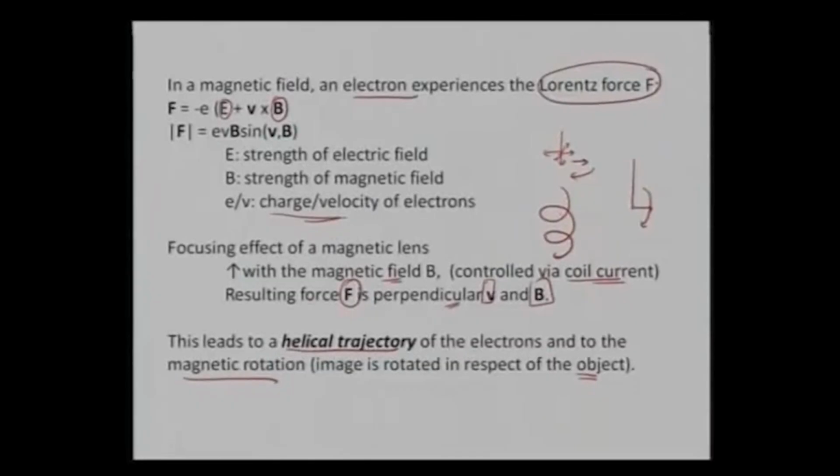So this is one of the very important points in TEM, that electrons are traversing a helical trajectory. That depends on the magnetic field being applied, because the magnetic field strongly creates a force which is perpendicular to both the velocity and the B, the magnetic field. So that eventually forms a helical trajectory, and then it creates some sort of rotation of the object itself.